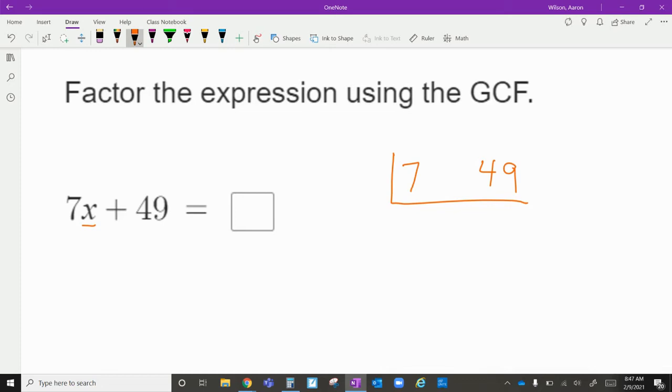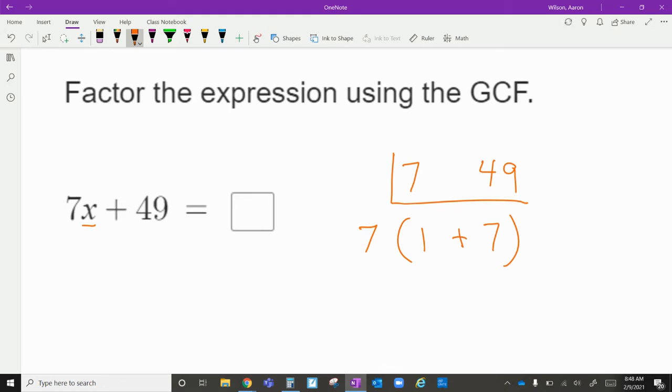We're doing the opposite of the distributive property. In the distributive property, we were always multiplying. Well, now we're doing the opposite, which is dividing. So what is a common factor of both 7 and 49? Hopefully you know your multiplication facts, and the number is 7. So we're going to factor out a 7. So now I'm going to do 7 divided by 7. Well, that's 1. And 49 divided by 7. Well, that's 7. And now you're staring at what goes inside the parentheses.